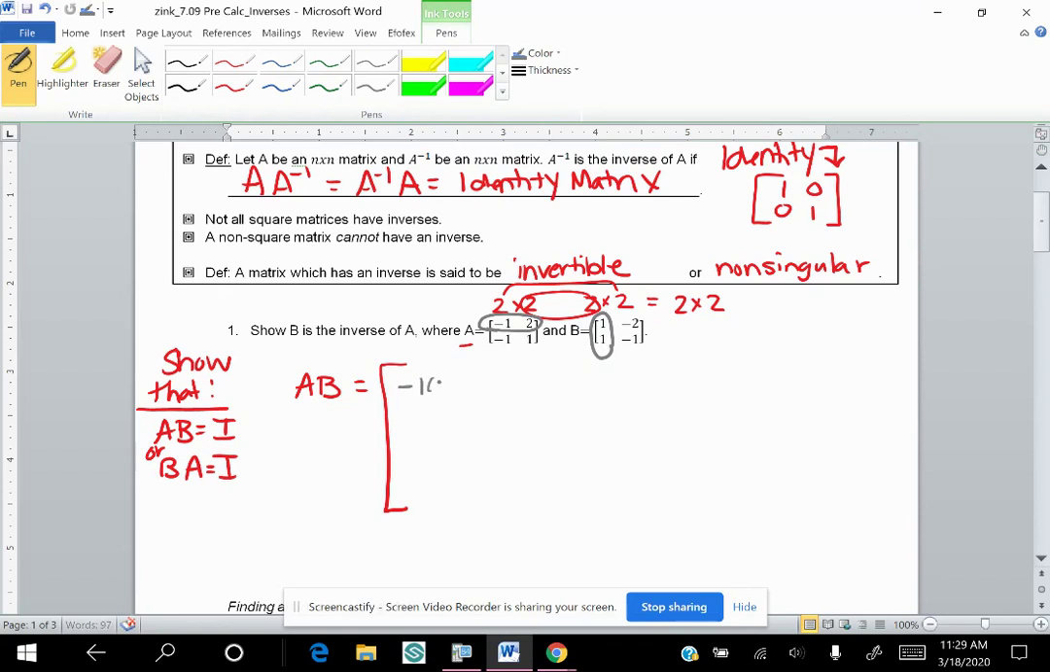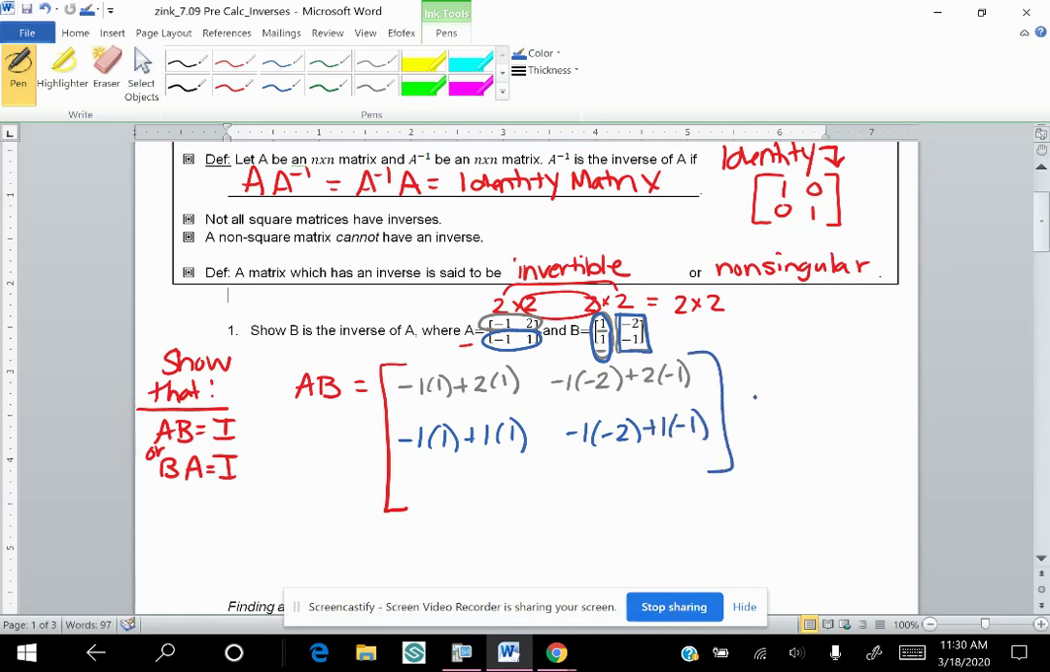So we're going to do -1 times 1 plus 2 times 1. Then row 1, column 2, which will be -1 times -2 plus 2 times -1. Now I'm going to go to row 2 and column 1. So -1 times 1 plus 1 times 1. And row 2, column 2, -1 times -2 plus 1 times -1. Let's see what we get.